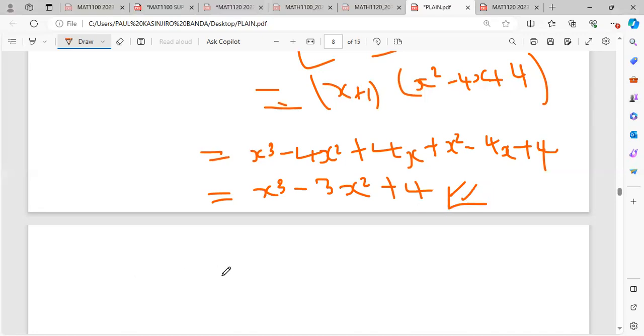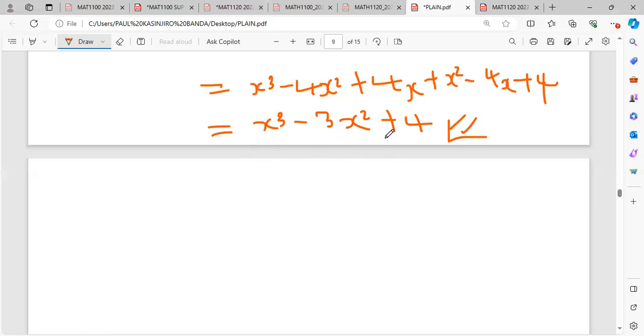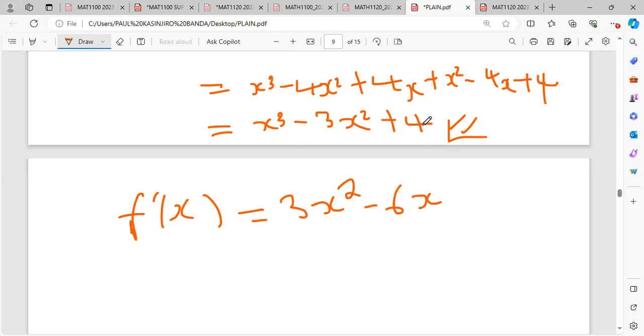Then I said now you have to differentiate this equation that you have. So the derivative of f is equal to, okay, so what do you do when differentiating? You multiply the power by the coefficient, then you reduce the power by 1. So it will be 3x squared minus 6x. What is the derivative of a constant number? The derivative of a constant number is always 0. So here it will be 0. So this is our derivative.